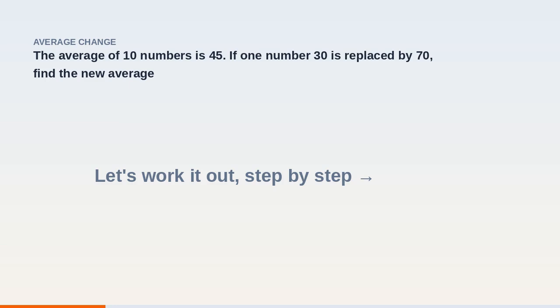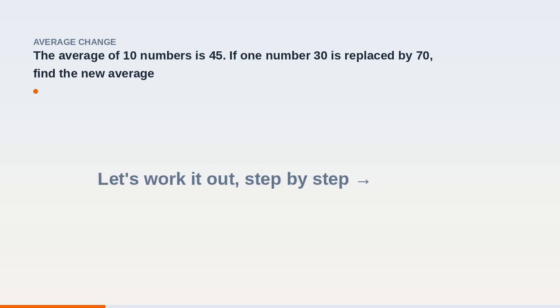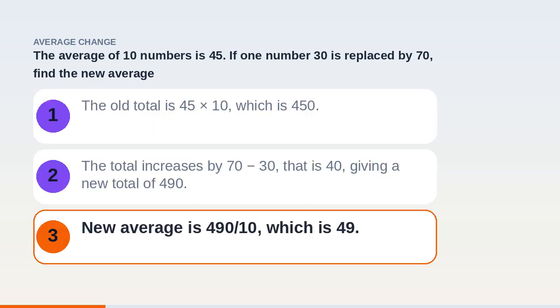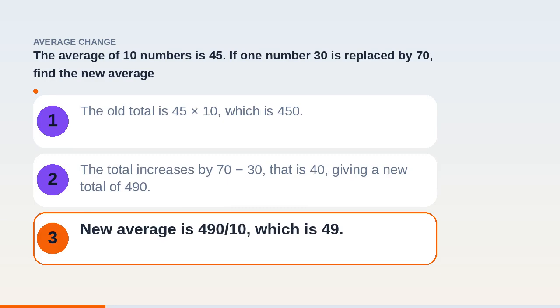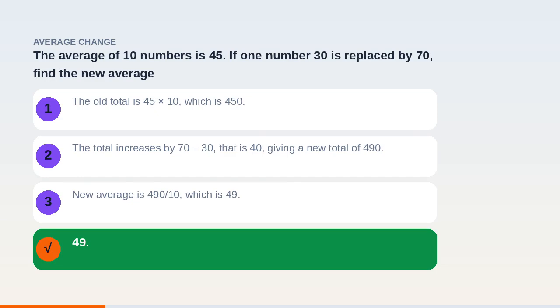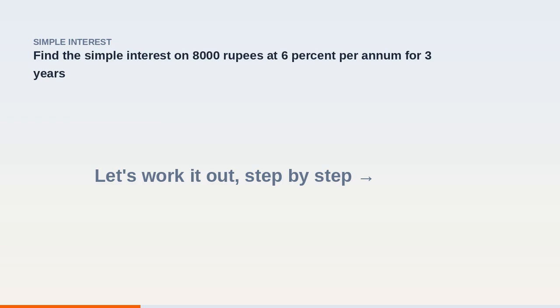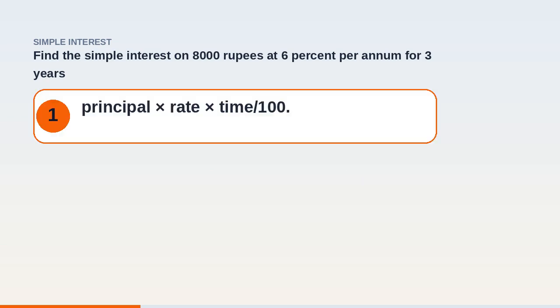The average of 10 numbers is 45. If one number 30 is replaced by 70, find the new average. Watch. The old total is 45 times 10, which is 450. Now the total increases by 70 minus 30. That is 40, giving a new total of 490. See, new average is 490 over 10, which is 49. So 49.